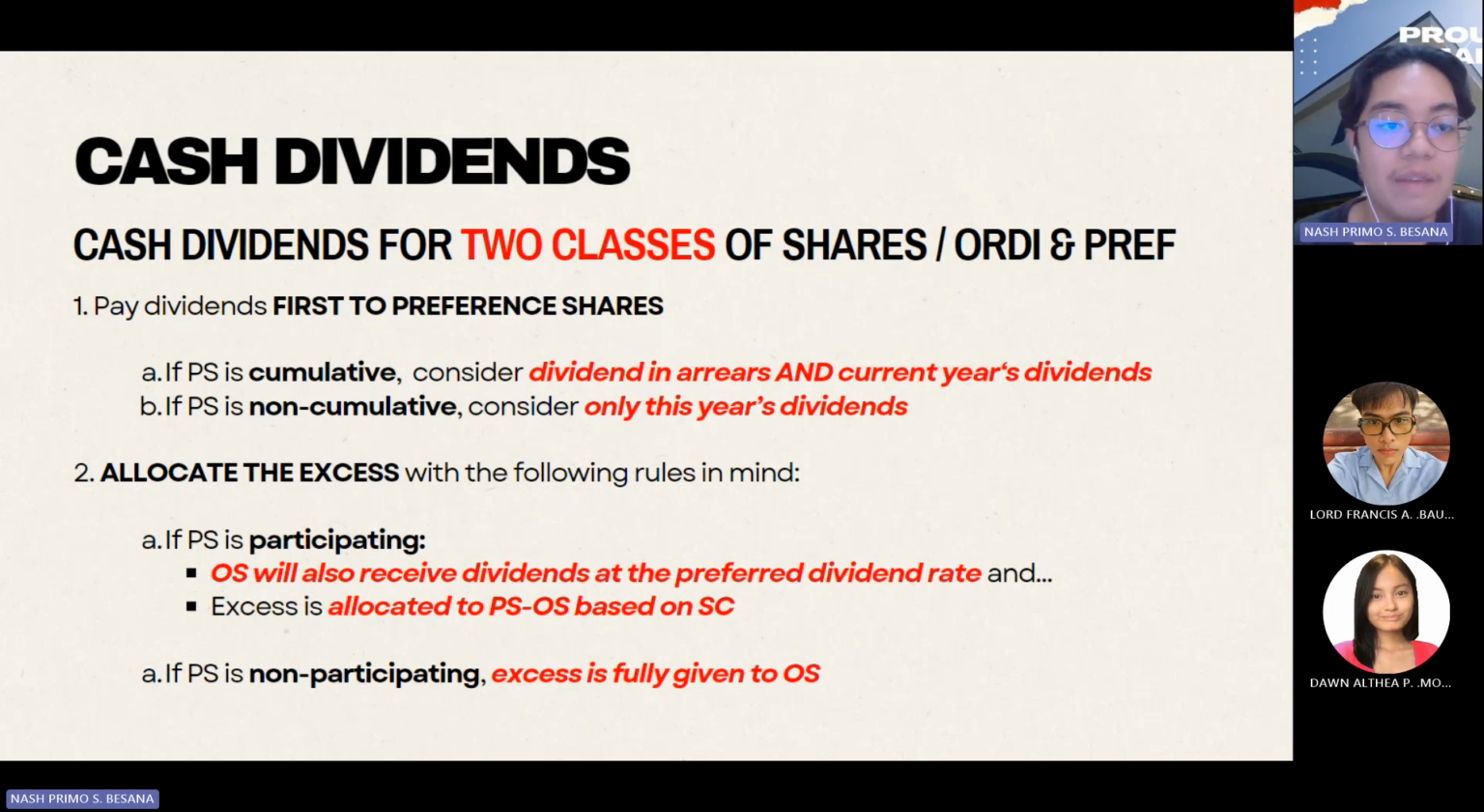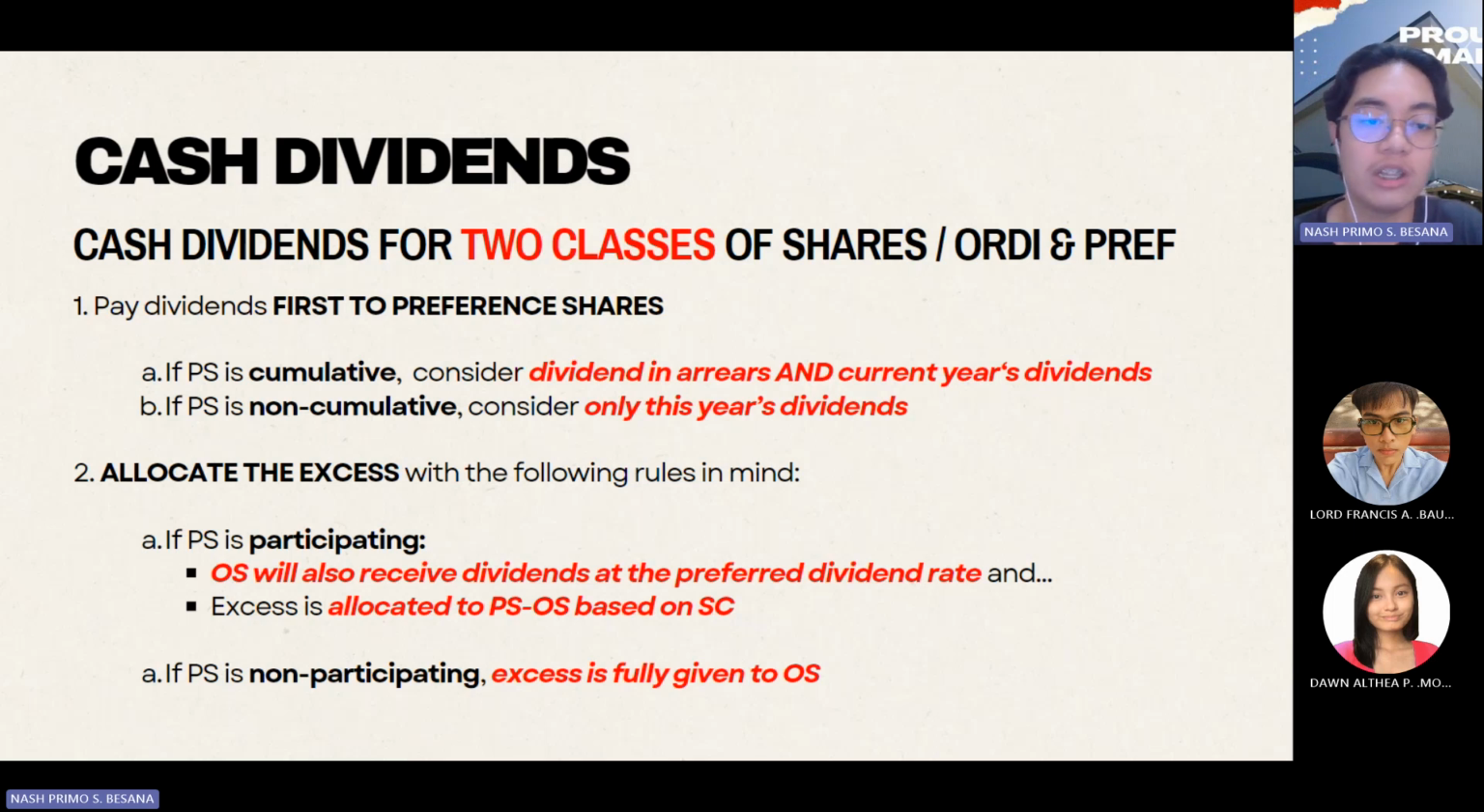So first of all, pay dividends first to preference shares. Kaya nga sila preference, they are prioritized sa bayaran ng dividends. But there are still rules that underlies these steps. Kapag daw kasi merong iba't ibang types ng preference shares, we need to observe different things. If preference shares are cumulative, consider dividend in arrears and current year's dividends. So to define dividend in arrears, ito yung mga dividends na na-accumulate all throughout the previous years na hindi nabayaran.